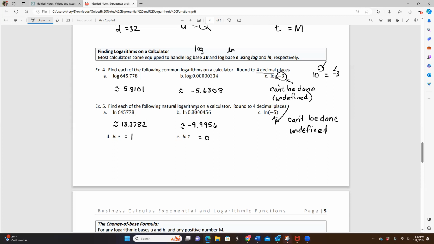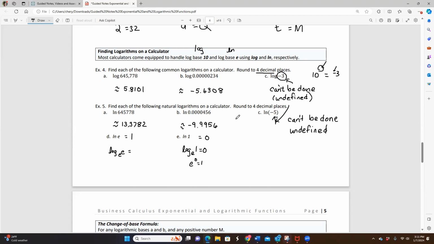In B, the natural log of 0.0000456 is about -0.9956. And in C, the natural log of -5 can't be done because it's undefined. In D, the natural log of e is really the log base e of e, and we know e to the first equals e, so that has to equal 1. In part E here, the natural log of 1 has got to be 0 because e to the 0 equals 1.